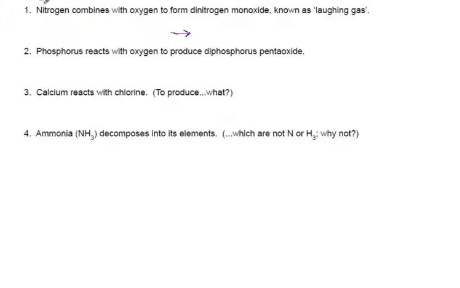Here they say nitrogen combines with oxygen to form dinitrogen monoxide. So we start with nitrogen and oxygen, and they combine, and we have dinitrogen monoxide afterwards. So nitrogen is N, but it's one of the diatomic elements. So whenever they say nitrogen, we actually write N2. Nitrogen atoms are found in pairs.